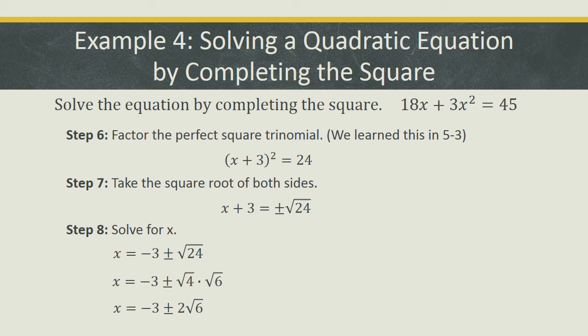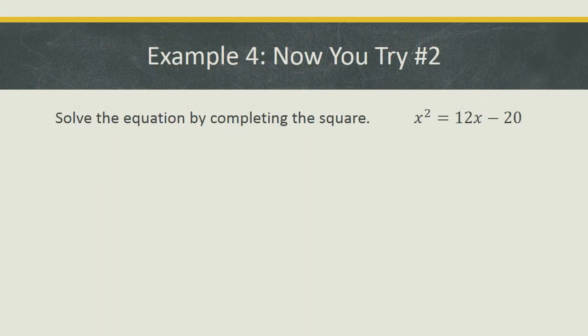This is the same as having two separate answers: negative 3 minus 2 square roots of 6, and negative 3 plus 2 square roots of 6. A lot of this is just combining things we've been doing in other sections, so put it all together. Now you try number 2. Write it down, work it through, enter it online.